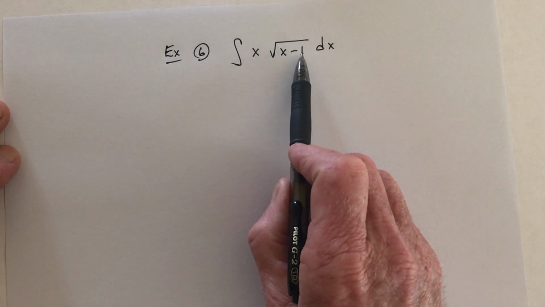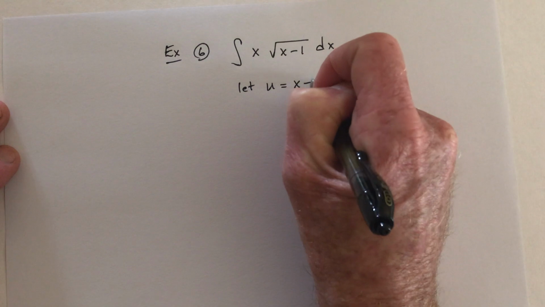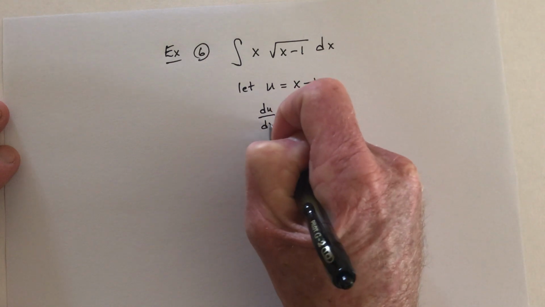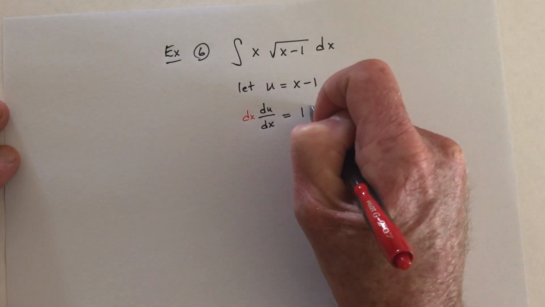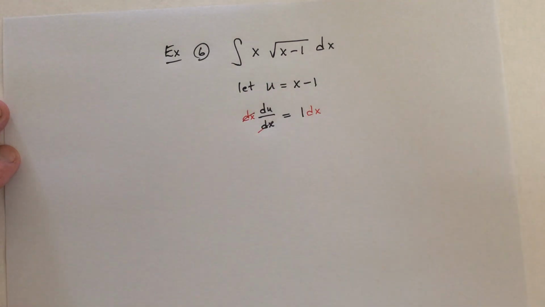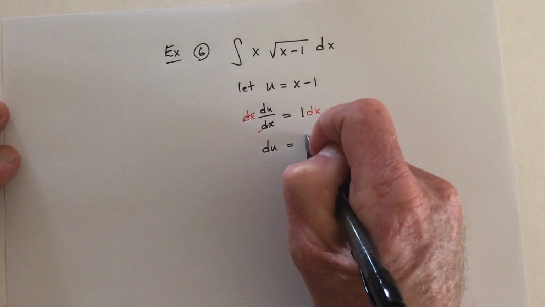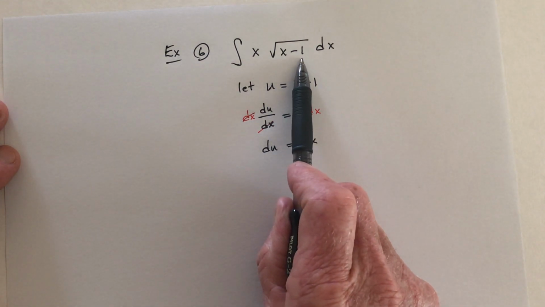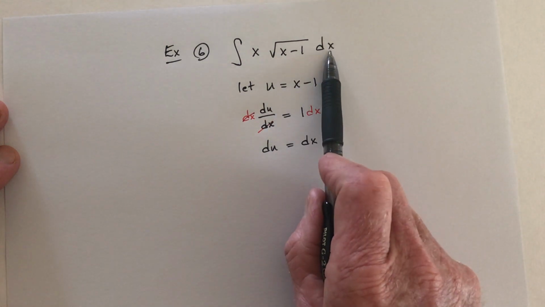So you let u equal what's inside the parentheses. So let u equal x minus 1. And when you take the derivative with respect to x, the derivative of x is just a 1. And then separate the variables. So on the left side is just the du, and on the right side is just 1 times dx, so that's dx. So that means this gets replaced with u, so this is going to become the square root of u. The dx and the du are the same, so this is going to become du.